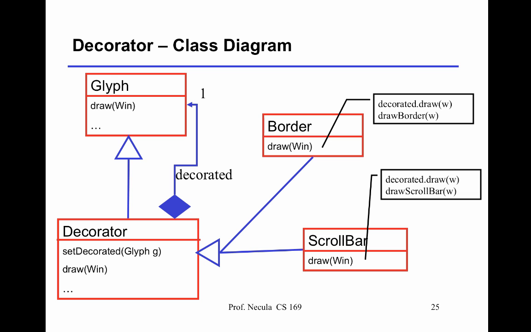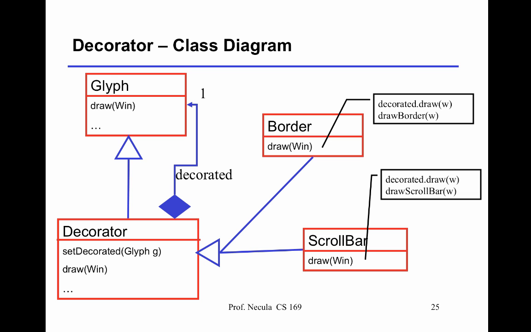Look at this pattern here. A decorator contains a glyph, and it's a glyph itself, which allows you to stick a decorator an arbitrary number of times at any level of your glyph hierarchy, and still fit it in the hierarchy because it's a glyph. And because it contains a glyph, it means you can take whatever is lower in the glyph hierarchy.